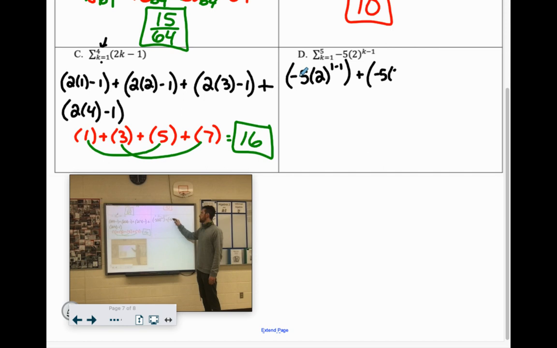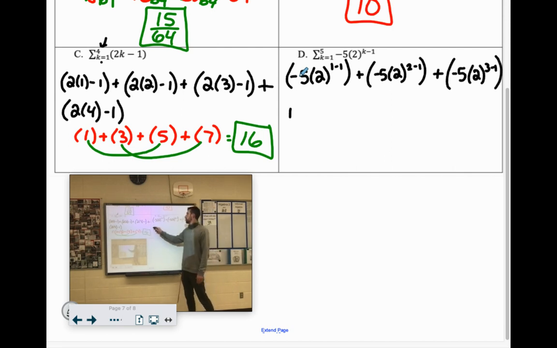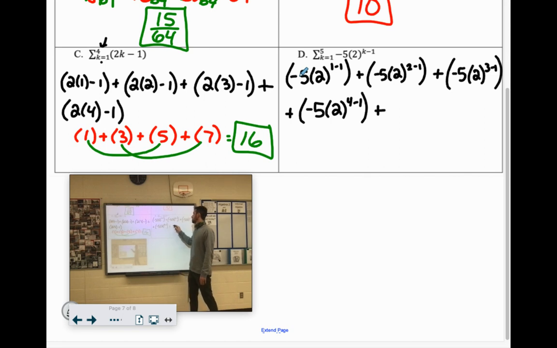Negative 5 times 2 to the 2 minus 1. Here's our third term. Negative 5 times 2 to the 3 minus 1. Fourth term. Negative 5 times 2 to the 4 minus 1. And here's our last term. Negative 5 times 2 to the 5 minus 1.